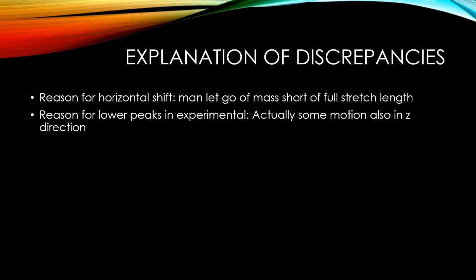And some possible explanations for this. For the horizontal shift, it can be that the man in the video let go of the mass a little short of the full spring stretch length. So rather than going fully from its max length down and its max length up, it starts part of the way up, then continues going up, then goes down to the max length down, and thus might have started the experimental a little bit earlier than the model.